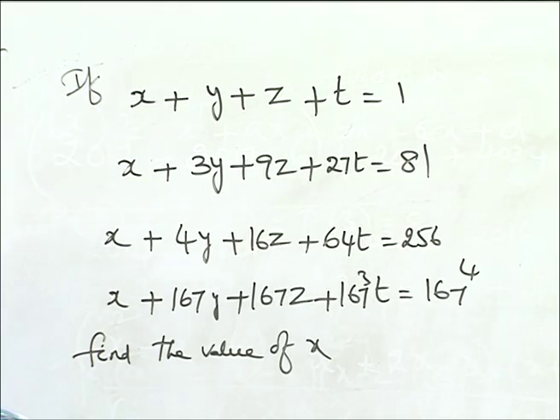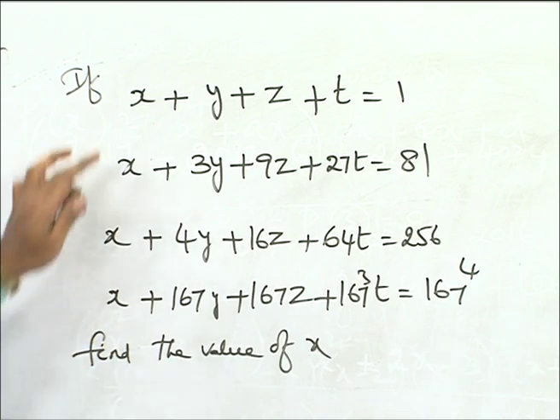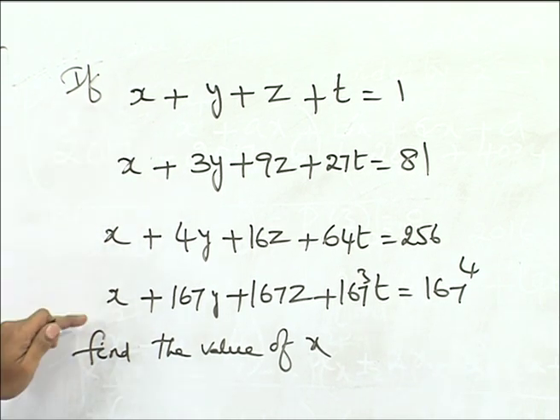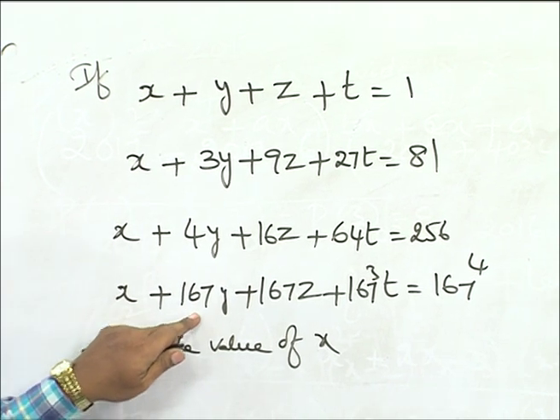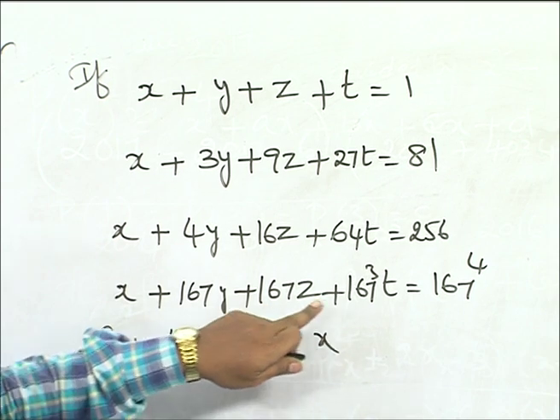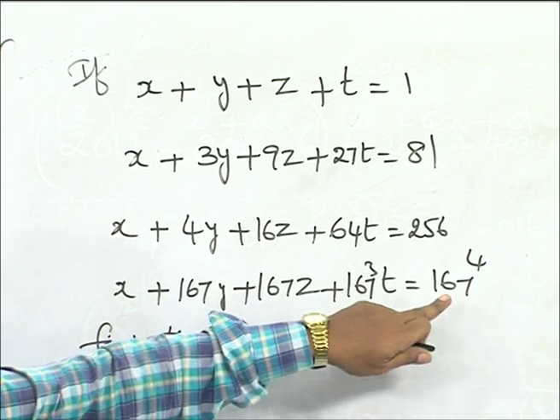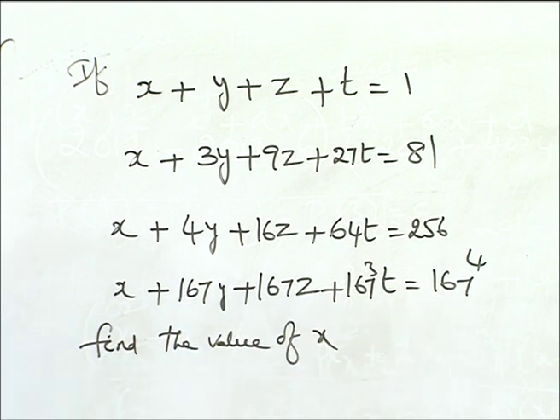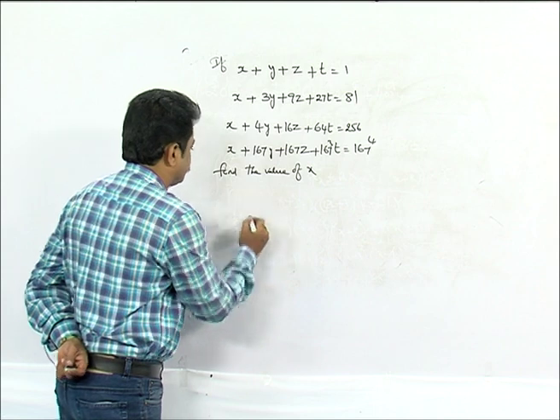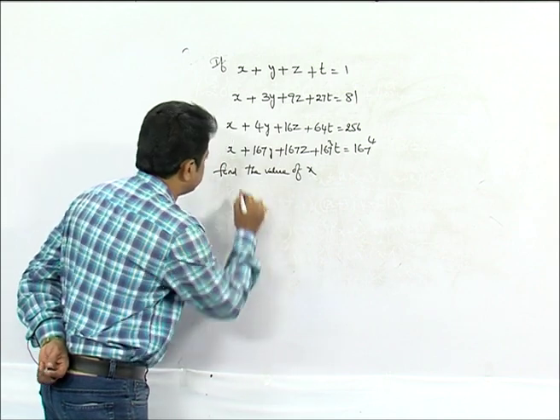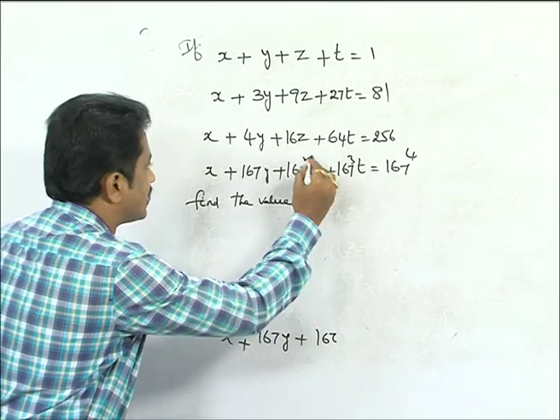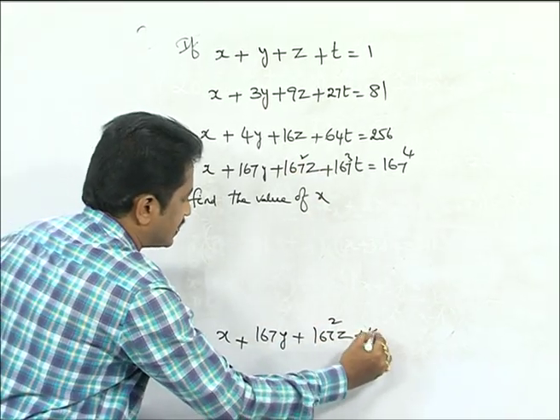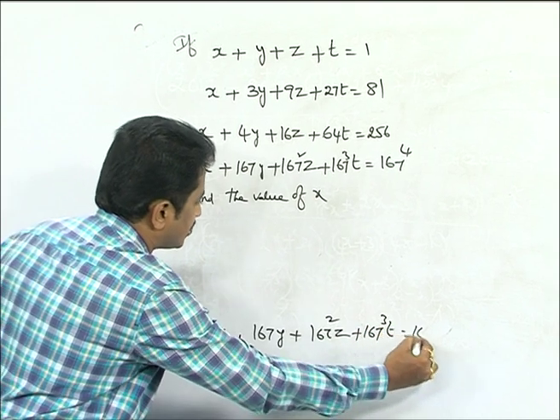Yeah, maybe you identified. From the first equation it is difficult to say, so I am taking the last equation: x plus 167y plus 167 square z plus 167 cube t and 167 to the power of 4. Now, I am writing the last equation as x plus 167y as it is, I am not changing, 167 square z, 167 cube t equal to 167 to the power of 4.